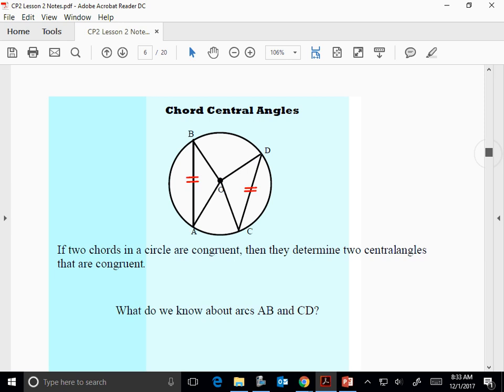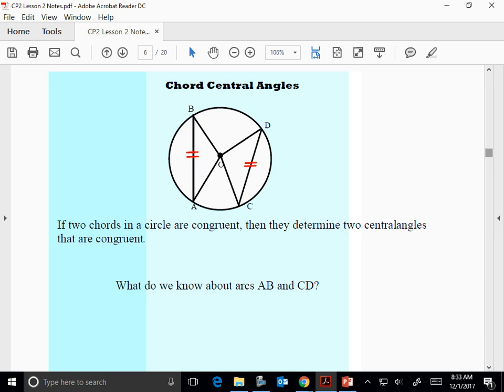Okay, now we get to the chords of central angles. If two chords, what's a chord? This is a chord. A chord is a line segment inside a circle whose endpoints are on the circle. Right, that's a chord. And we're saying these two chords have the same length. What does that tell us about the blue angle and the red angle?